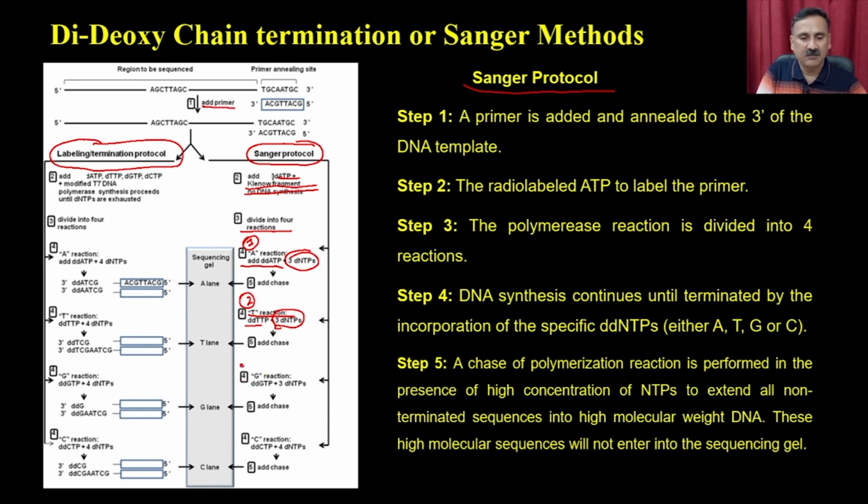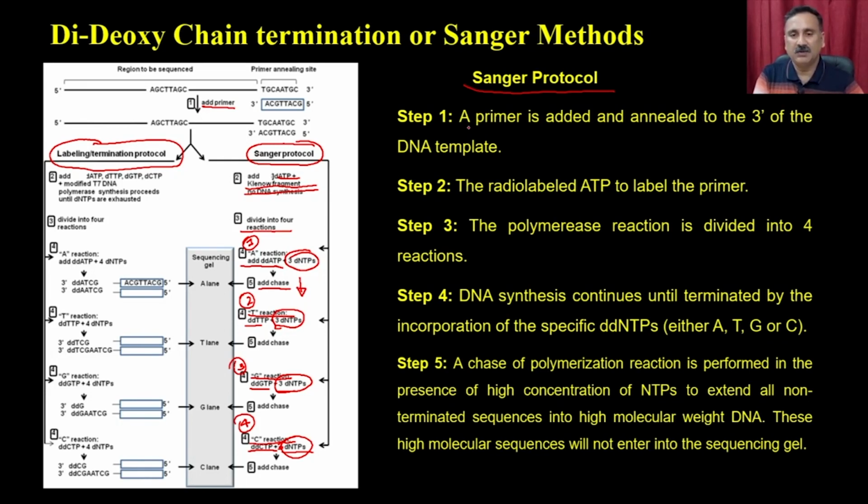Then in the reaction number 3, which is called the G reaction, you are going to add ddGTP and the 3 other dNTPs. And in the fourth reaction, which is the C reaction, you are going to take ddCTP plus the 3 remaining NTPs. And after every reaction you are going to put them for chase, which means you allow the DNA to be synthesized.